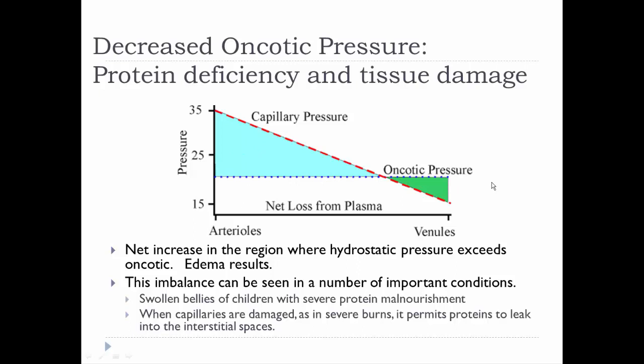And so the result is edema, and that's why you see the swollen bellies in children with severe protein malnourishment in areas where maybe there's been a famine. Also, you can get that when capillaries have been damaged, like in severe burns, and the proteins in the blood, the plasma proteins or the albumin, leak out of the blood into the interstitial spaces. So now I don't have those plasma proteins in circulation anymore, and that could also then result in severe edema, particularly in the areas where the burns are, but it could even be systemic.